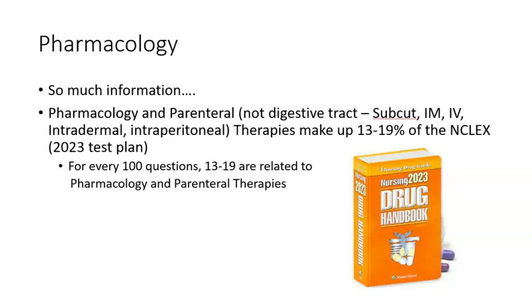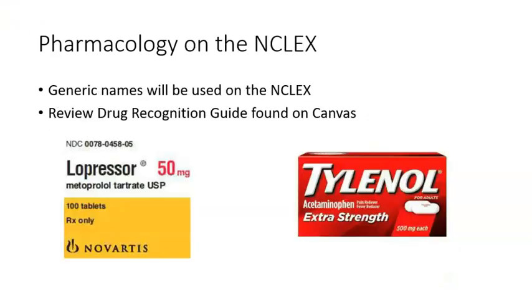It's important to remember that pharmacology makes up 13 to 19% of the NCLEX. So we're not just doing this for fun. It is going to be tested on the NCLEX. So for every 100 questions on the NCLEX, 13 to 19 are going to be related to pharmacology or parenteral therapies. You've probably already heard, but in case you haven't, generic names will be used on the NCLEX.